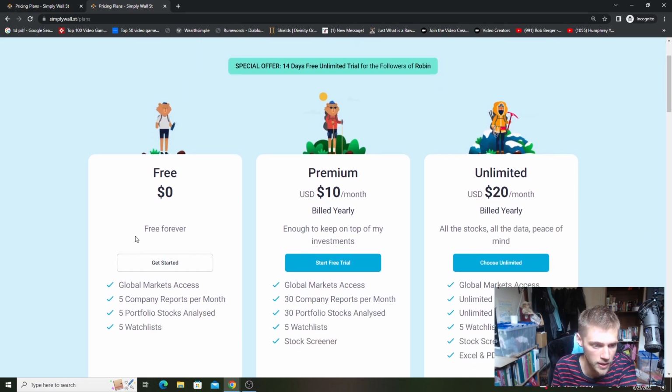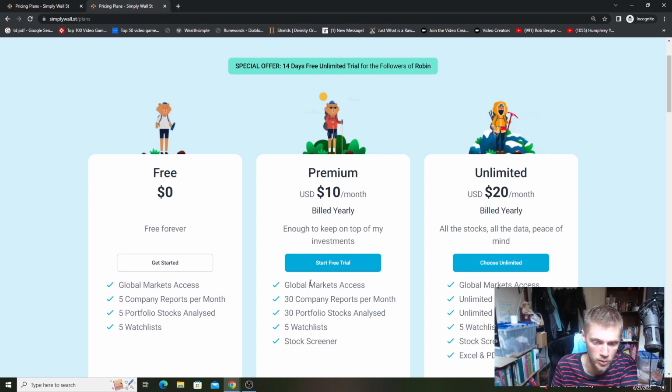We have the free plan forever, which gives you access to 5 company reports per month, so you can check out 5 companies per month. If you're just going to use the tool to check out a stock here and there, that's something you can definitely use. But if you're going to be more active and you like to look up more stocks, the premium plan is $10 USD billed monthly or billed yearly.